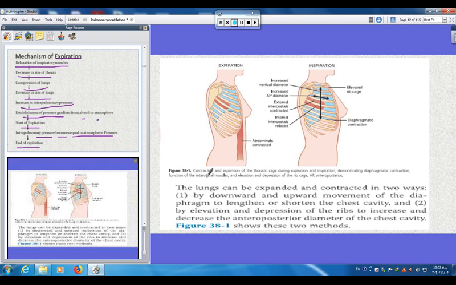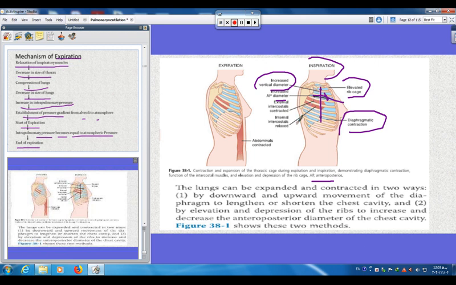You can see in this figure the contraction and expansion of the thoracic cage during expiration and inspiration, demonstrating the diaphragm contraction, the function of the intercostal muscles, and elevation and depression of the rib cage, and the anteroposterior diameter. You can see in inspiration the rib cage is elevated with diaphragmatic contraction, and here the increased vertical diameter, and after that the increased anteroposterior diameter in this section, okay?